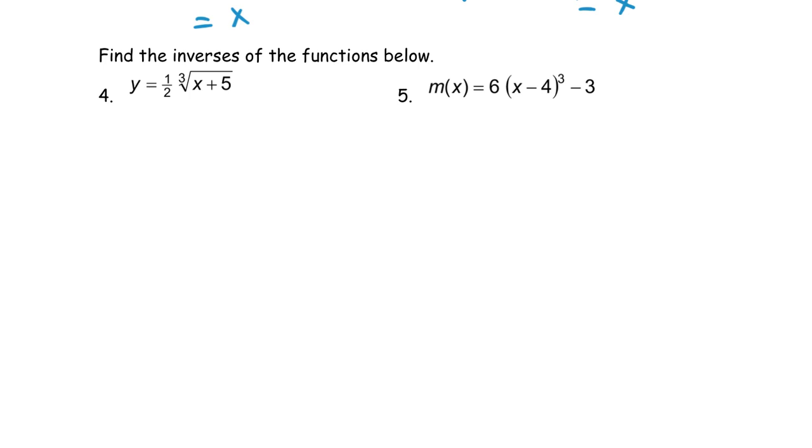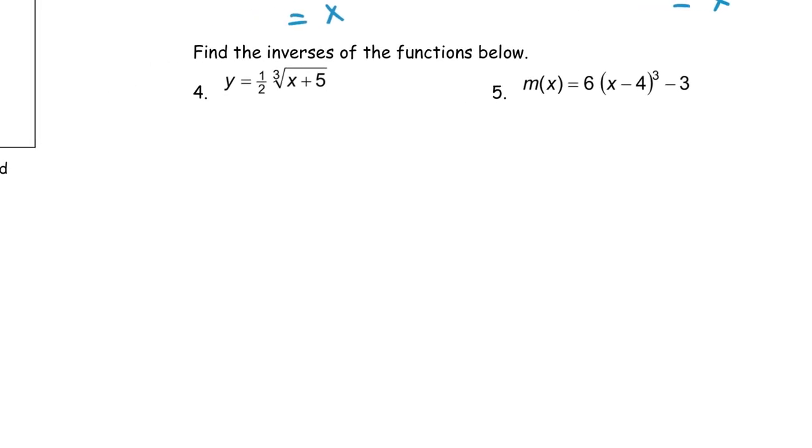So on this next one, we're just going to do our swapping, right? They want us to find the inverse. To find inverses, all we do is swap the x and y. So I got 1/2 cube root y plus 5. So until I get my cube root by itself, I don't want to cube it. So what do we want to do first? Yeah, let's get this. It's not part of the cube root, so let's get rid of it.